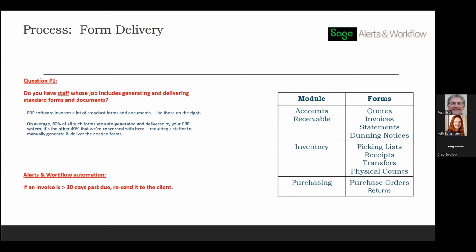When an invoice is sent out, who needs to get that invoice? Does the customer get it? Does the customer and the salesperson get it? Any forms delivery that wraps around your ecosystem or wraps around Sage can be automated and delivered out to it. So if it's a quote, an invoice, a statement, a dunning notice, a picking list, a receipt, everything can be automated to come from the system so you're not interacting with it.